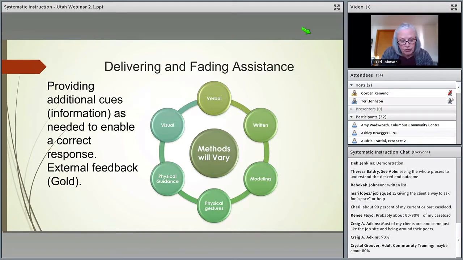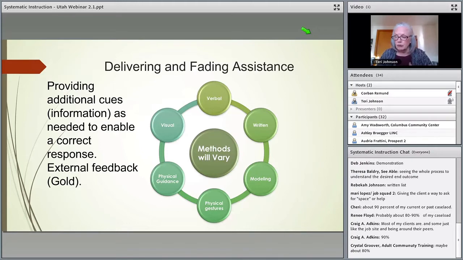Providing additional cues. If someone doesn't know how to do a job, it's incumbent upon us. We're the ones that have to provide the information that they need in order to get a correct response. Mark Gold referred to that as external feedback. We're the ones that are externally providing the feedback they need to get the job done. And what he says, if you watch his videos or read his writing, is that a person has reached independence when they are working from internal feedback.